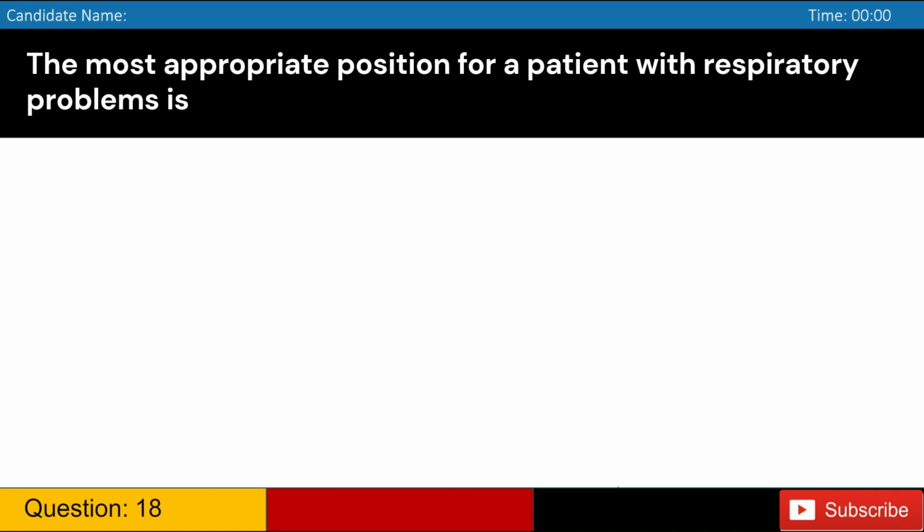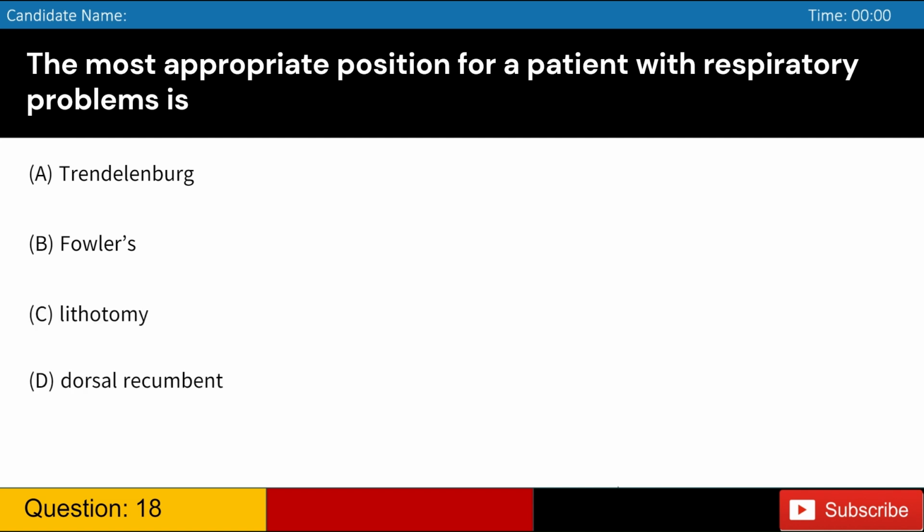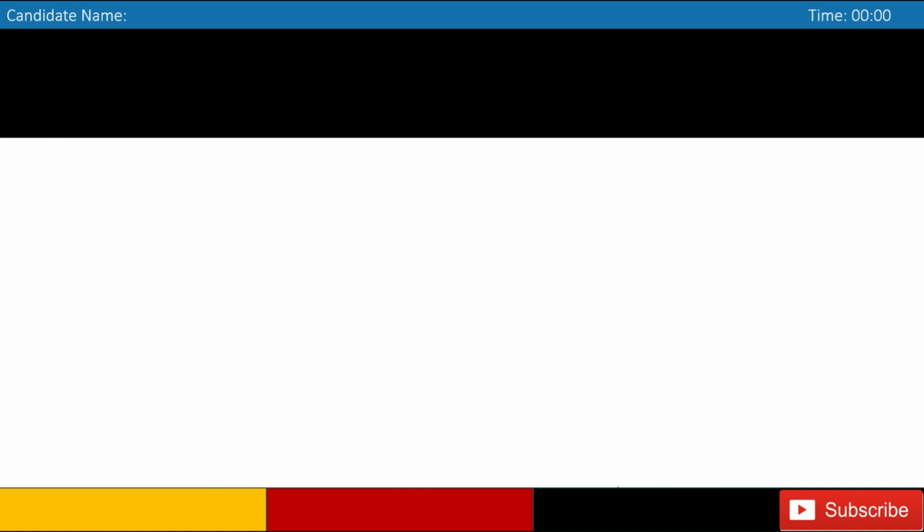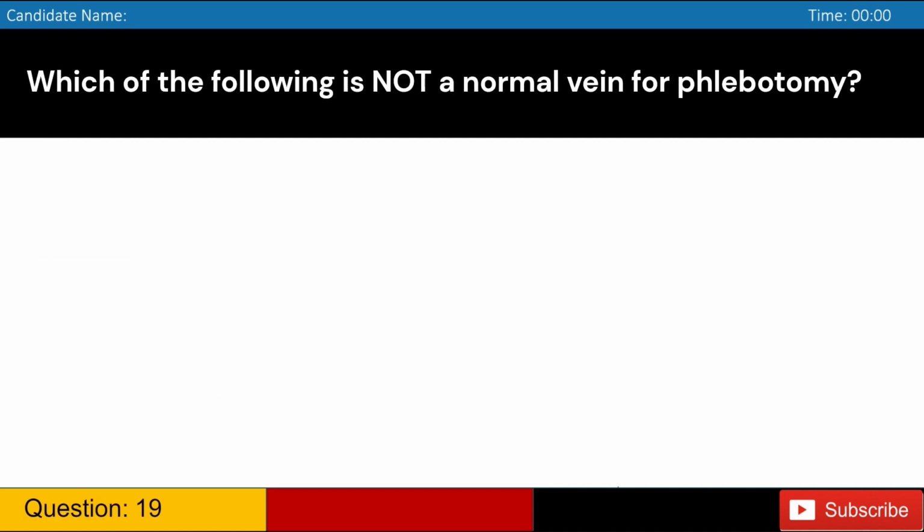The most appropriate position for a patient with respiratory problems is A. Trendelenburg. B. Fowler's. C. Lithotomy. D. Dorsal recumbent. E. Prone. Answer: B. Fowler's. Which of the following is not a normal vein for phlebotomy? A. Cubital vein. B.